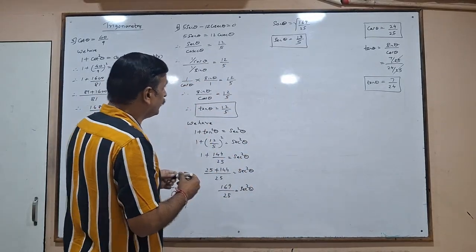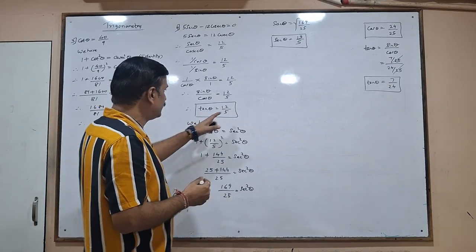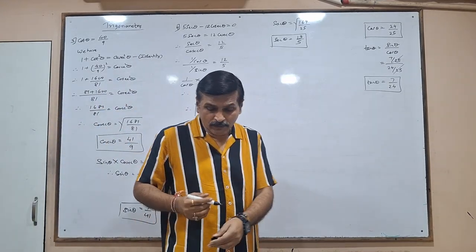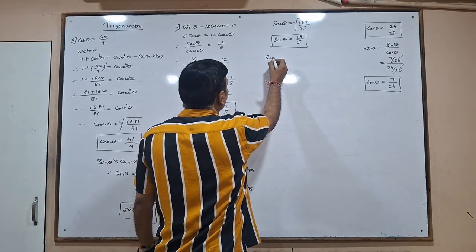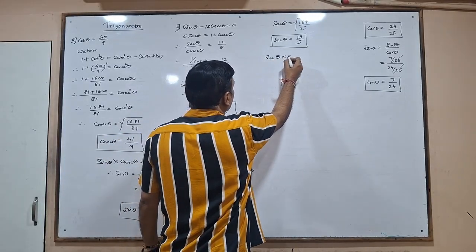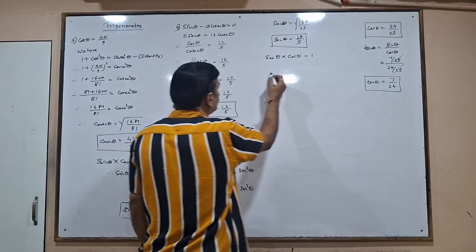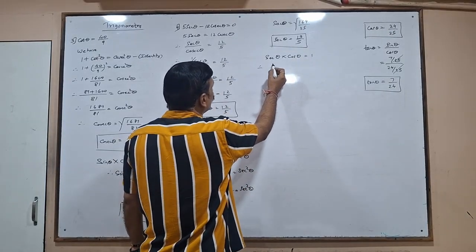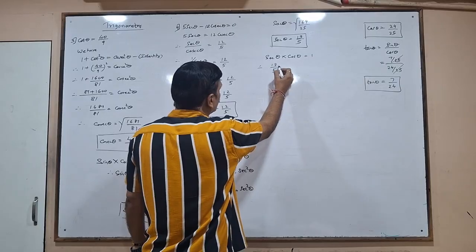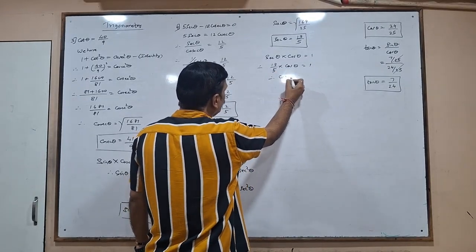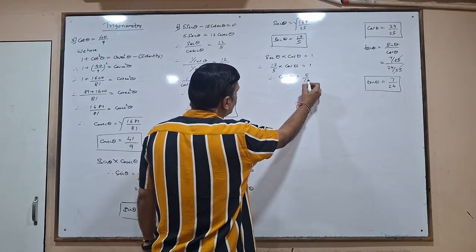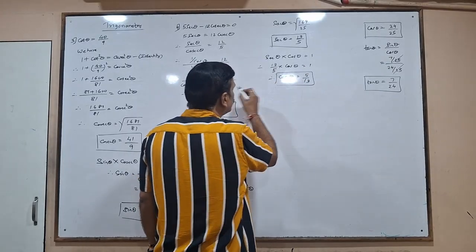Presently, we got tan and sec. Now we want cos. If I know sec theta, we can find cos theta, because sec theta into cos theta is 1. They are reciprocals of each other. So 13 upon 5 into cos theta is 1. So cos theta will be 5 upon 13.